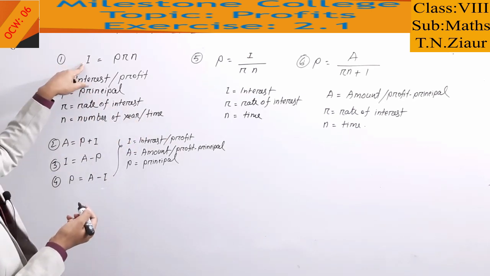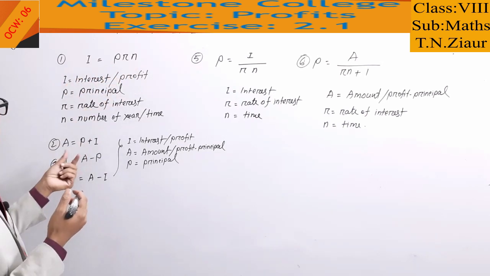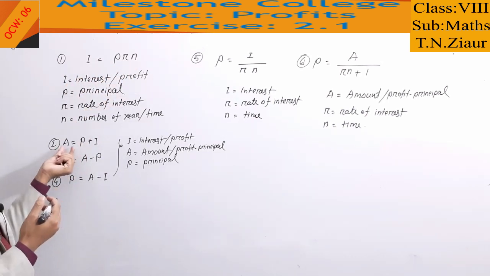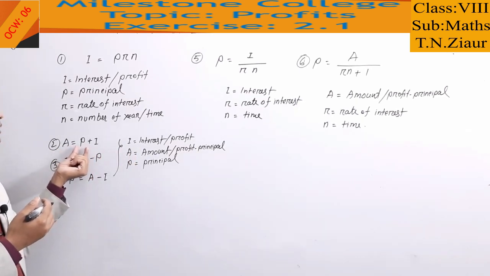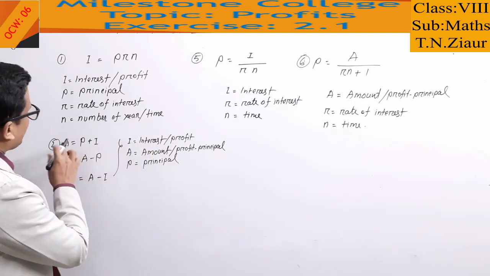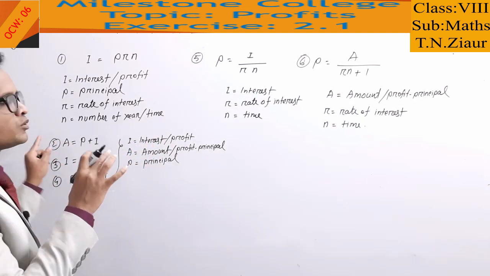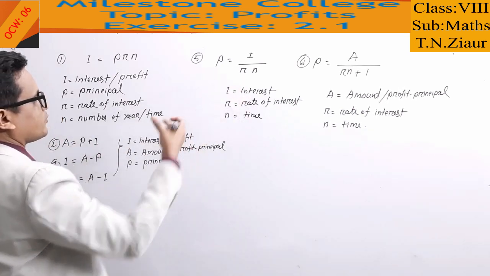Okay, this formula first you have to know: I is equal to PRN, and number two is A is equal to P plus I, that means amount. A means amount, P means principal, I means interest or profit. If you memorize only these two formulas, you will get all types of formulas here.